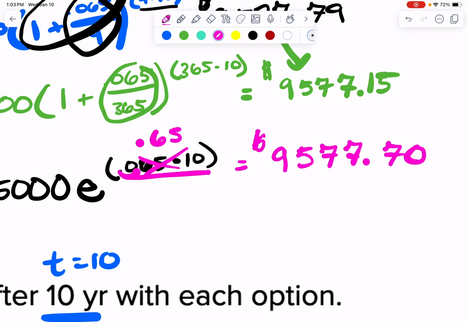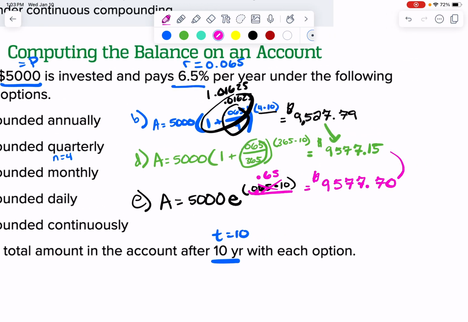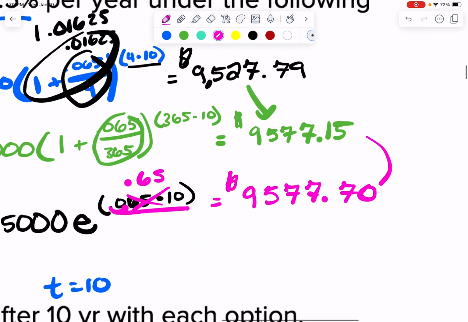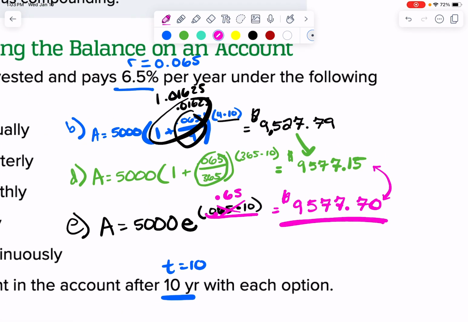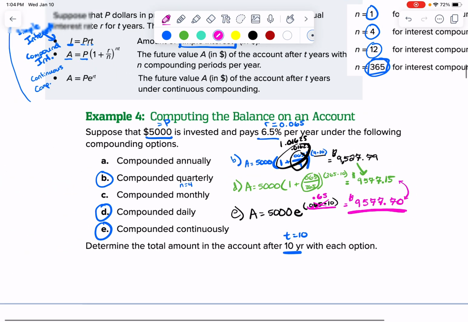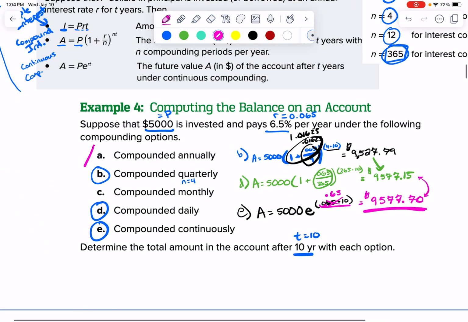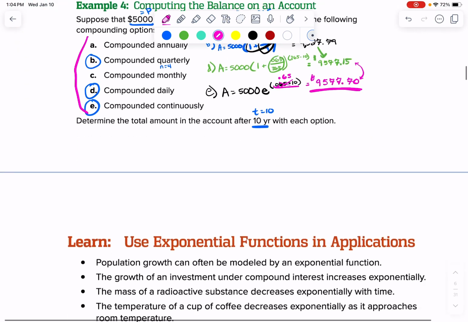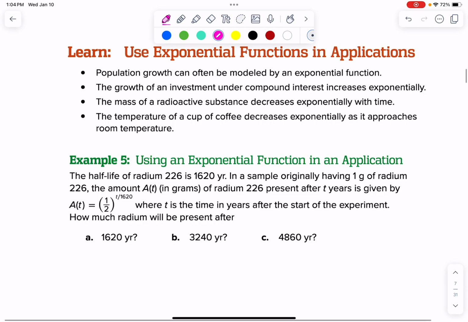Ooh, I get 9577.70. So these two are very, very similar to each other because compounding daily is like compounding quite frequently already. So continuous compounding is just only slightly higher than that, okay? But this is the most money I would get, that's going to be the highest value out of all of these. You're going to get the most interest by doing compounding continuously. So there's that. All right, that was example 4.